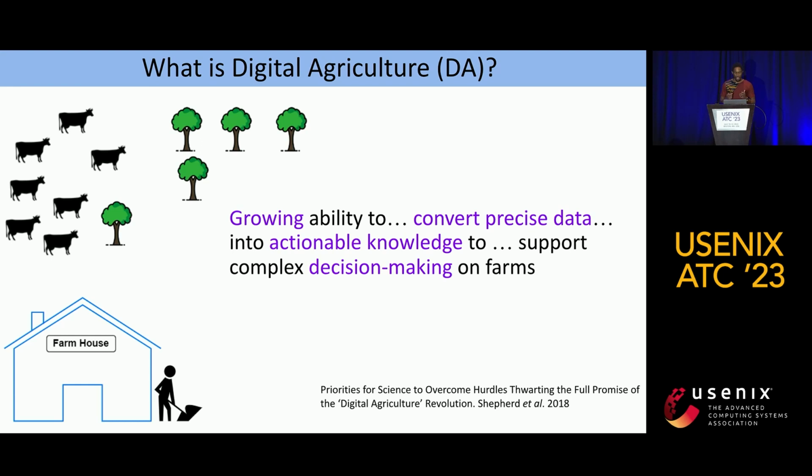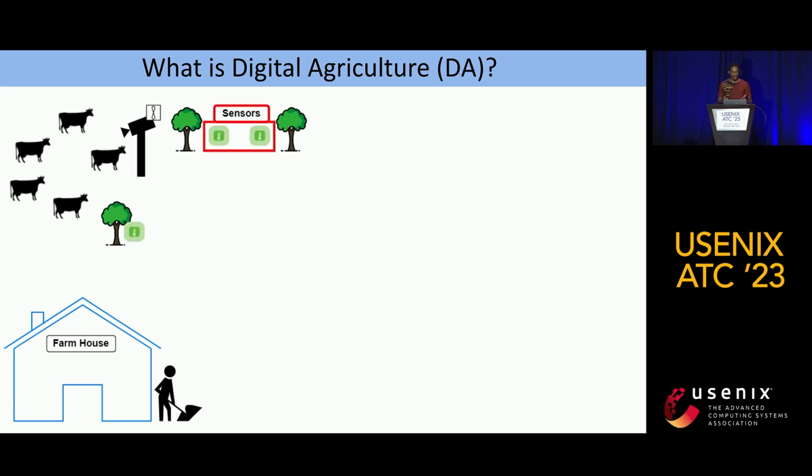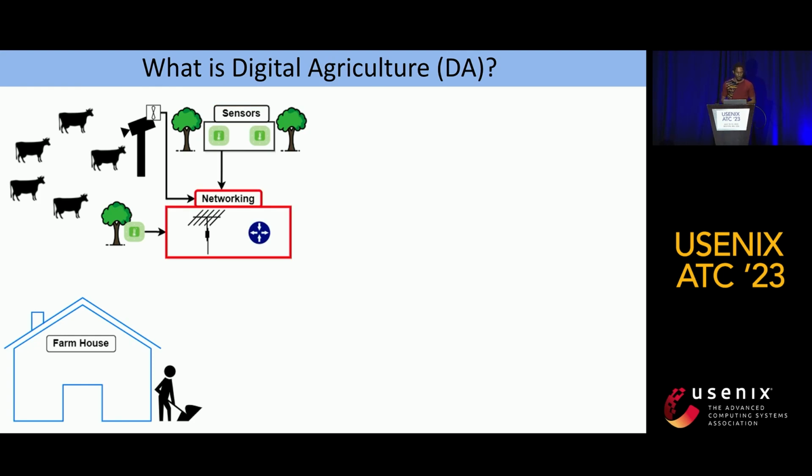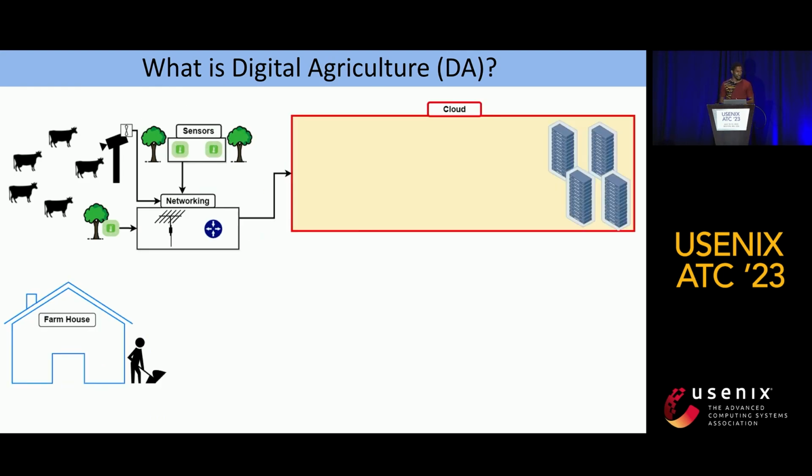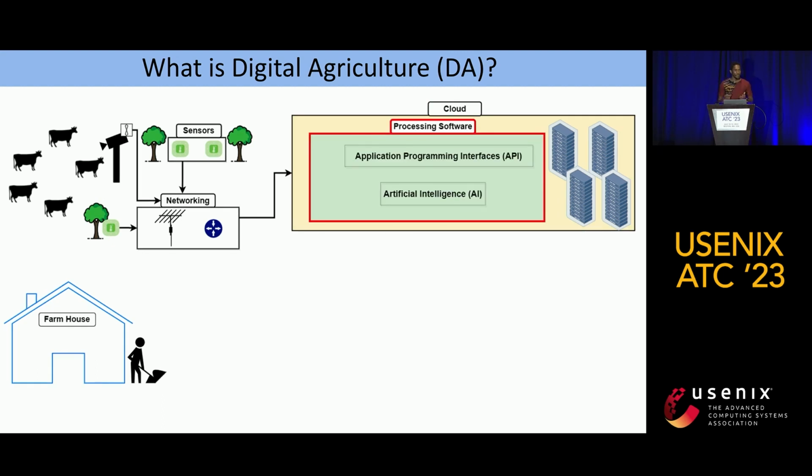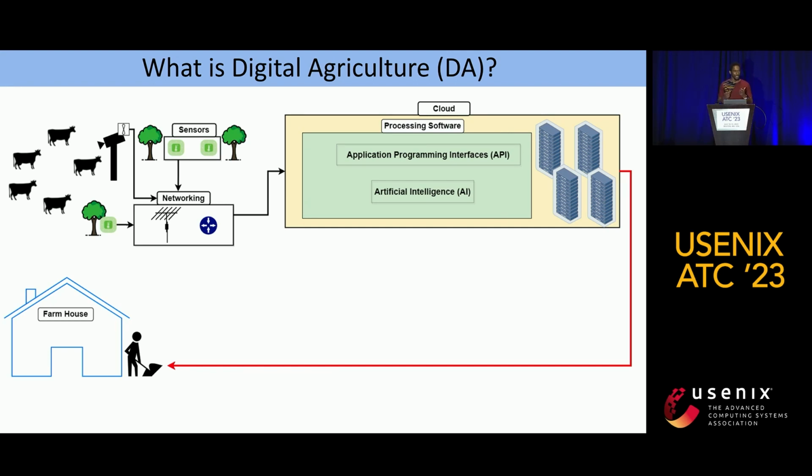Shepard et al. described digital agriculture, or DA, as the growing ability to convert data into actionable insights to support decision-making in farms. Looking at the literature, you will see it described by some or all of these things related to data. First, it's the collection of massive sensor data in farms. It's transmission using on-farm networking. It's storage in cloud computing servers, processing it using various APIs and optionally AI. And then finally, we're trying to help farmers with the final goal of helping in the decision-making process. That is, for example, will a cow be getting sick in the next 24 hours, or are the plants water stressed? So that's digital ag.